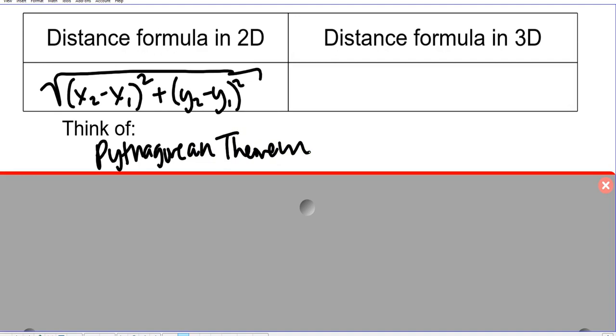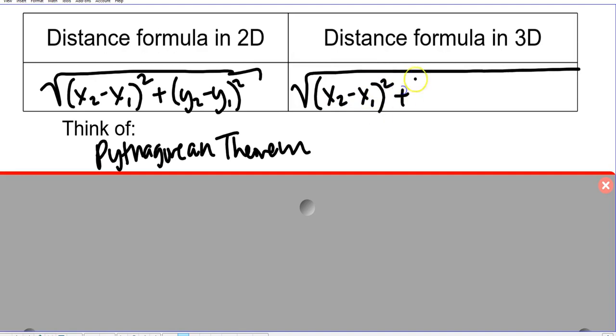We're just going to extend this same idea, but now we have a third variable called z. Okay? So really similar. We have a big square root. We're going to take the difference in the x's and square it, plus the difference in the y's and square, plus the difference in the z's and square.